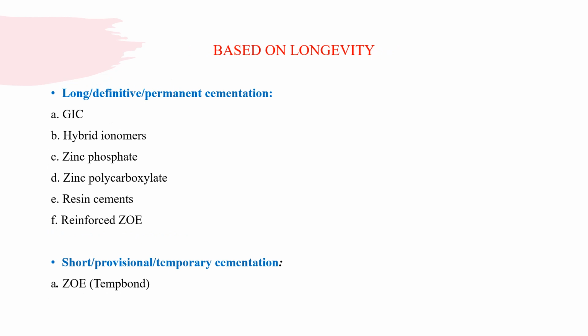Based on longevity, we have long or definitive or permanent cementation, whereas short or provisional or temporary cementation. The cements used for long or permanent cementation include GIC, hybrid ionomers, zinc phosphate, zinc polycarboxylate, resin cements and reinforced zinc oxide eugenol, whereas the cement used for short or provisional or temporary cementation is zinc oxide eugenol.